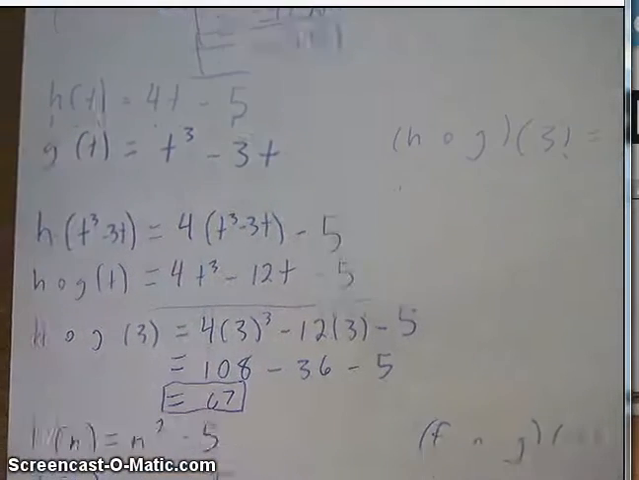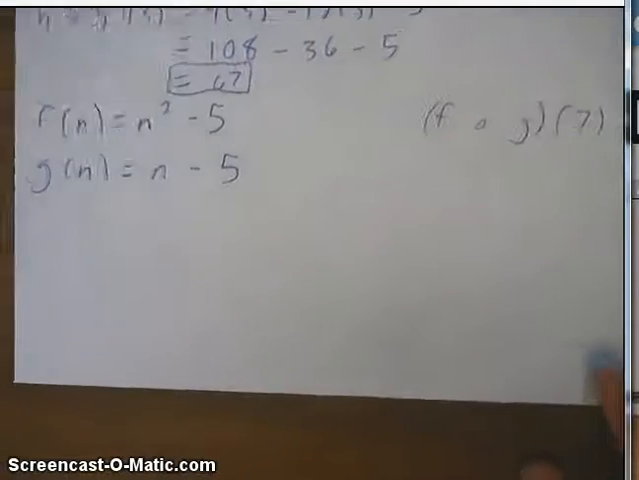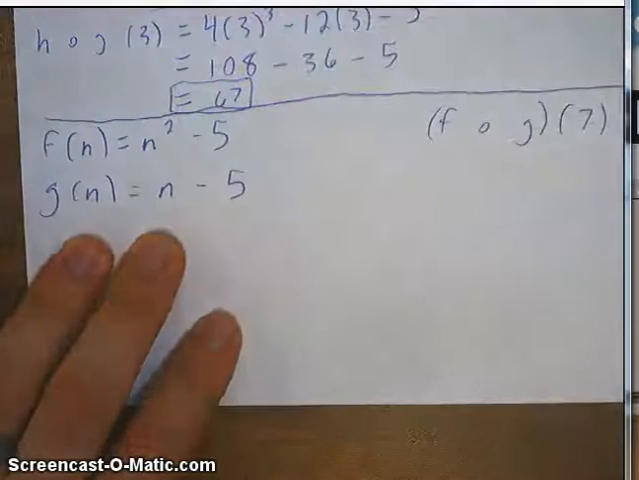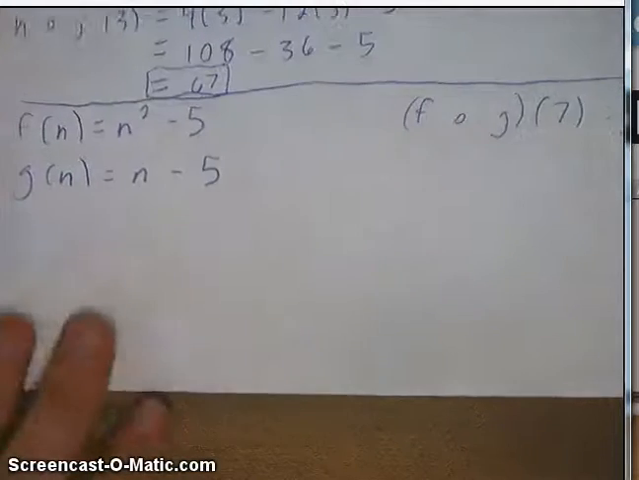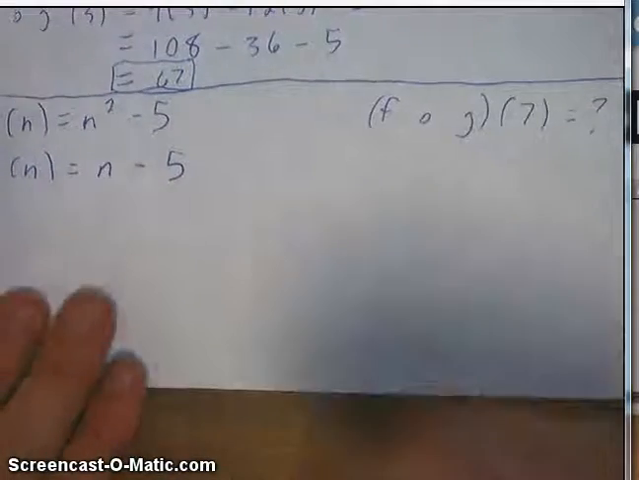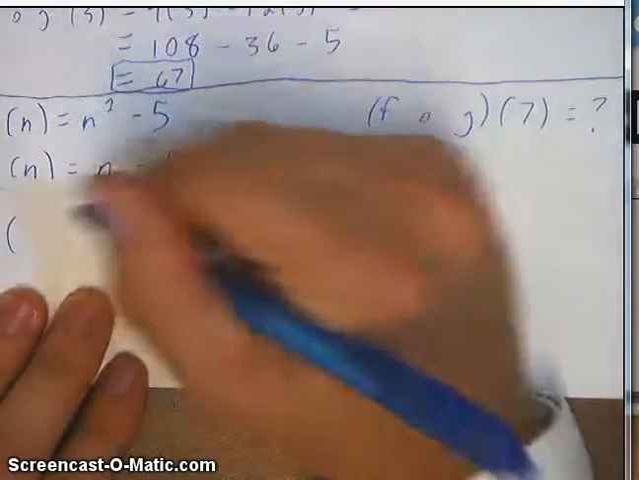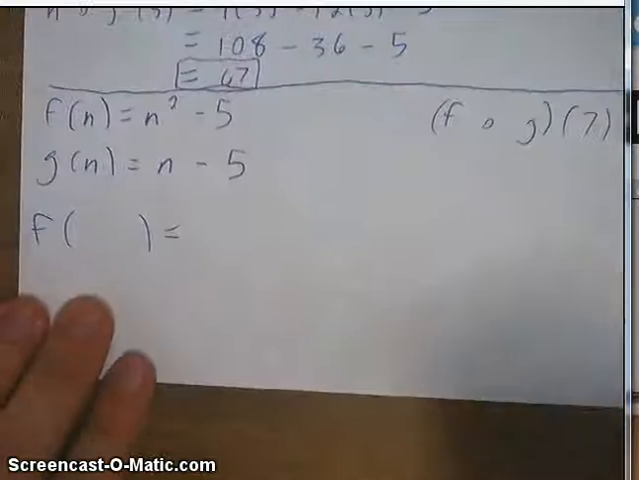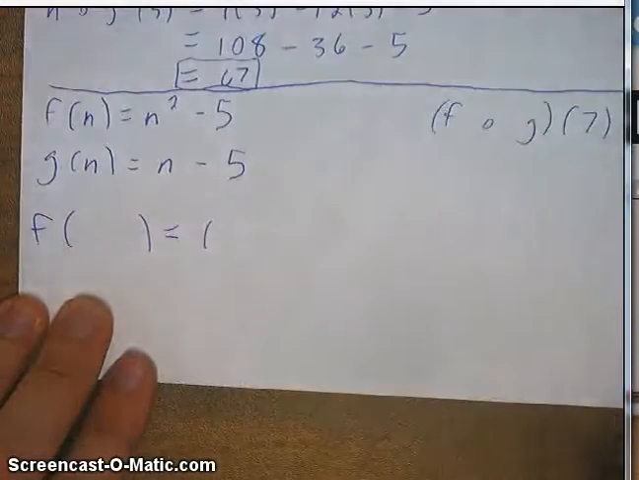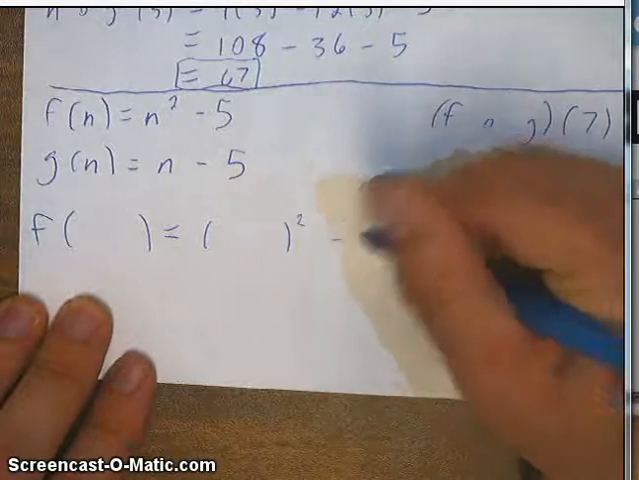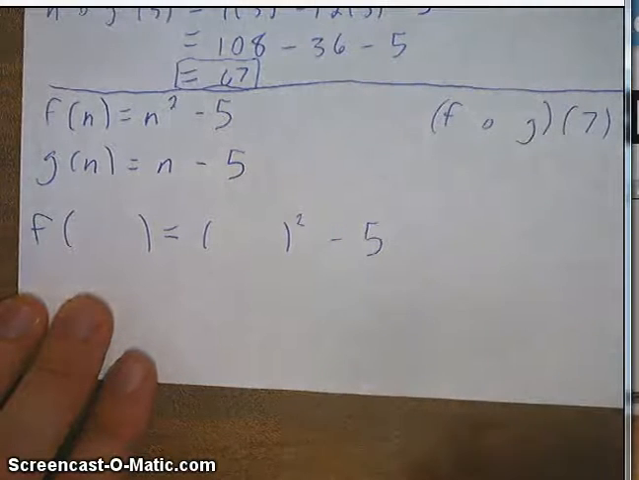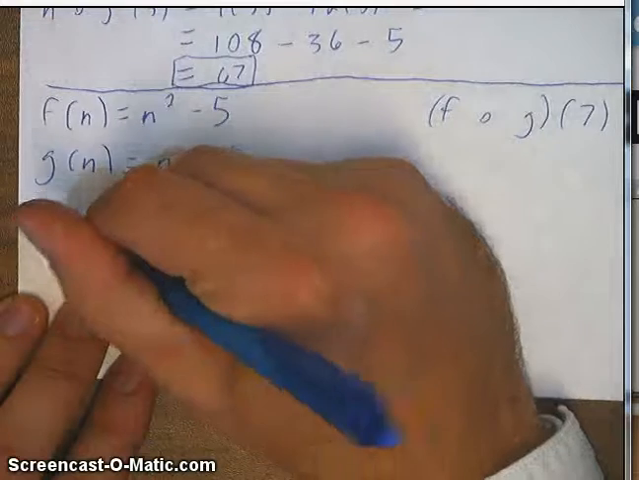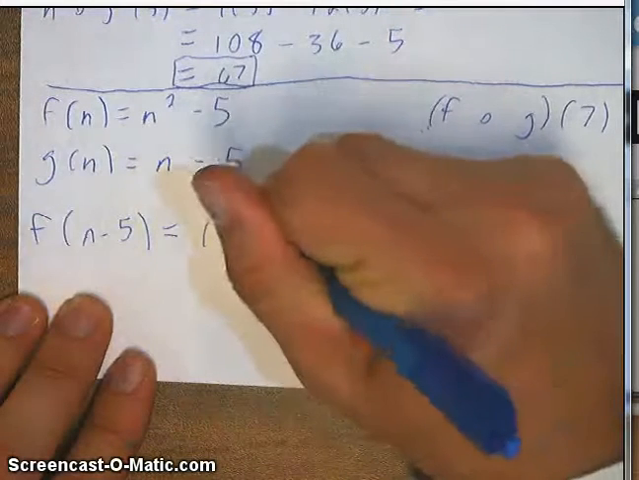All right, last one. Two functions. f of n is n squared minus 5, and g of n is n minus 5, and I'm trying to find f of g of 7. So I'm going to copy down the f function, and where the n was, I'm going to put some parentheses. So something squared minus 5. And where that n was, I'm going to put g. So I'm going to put n minus 5.